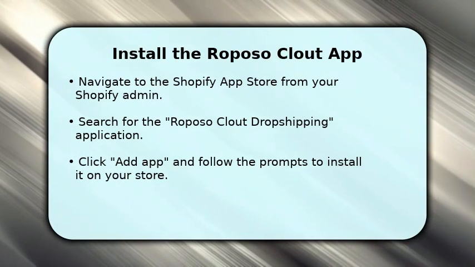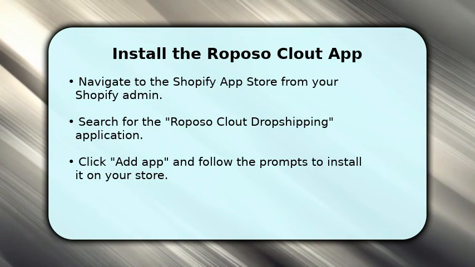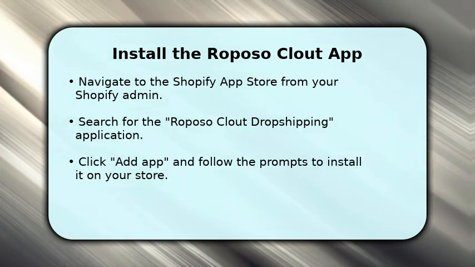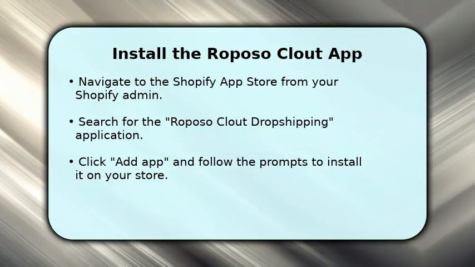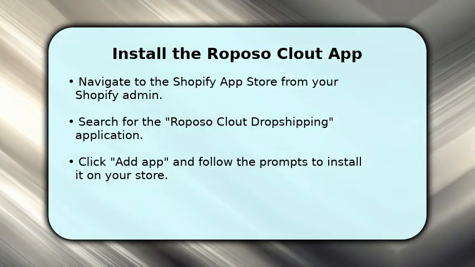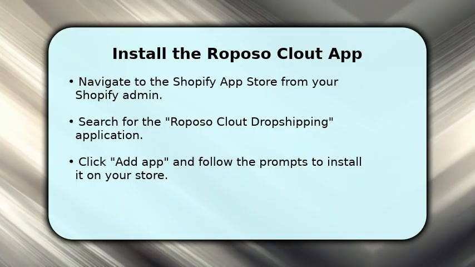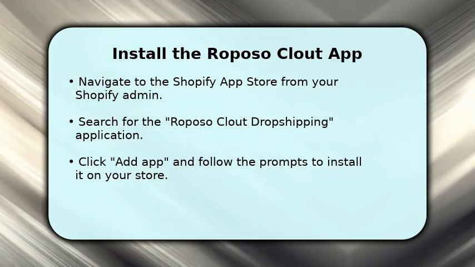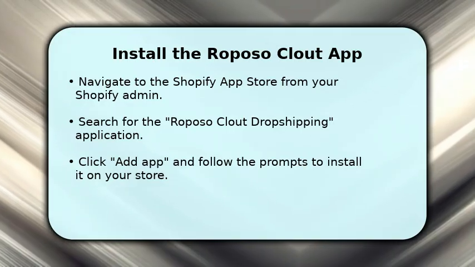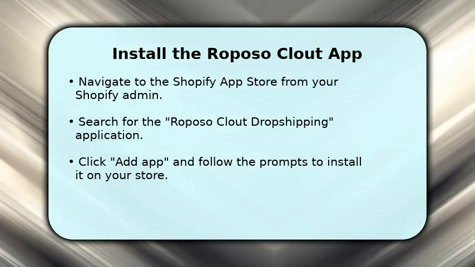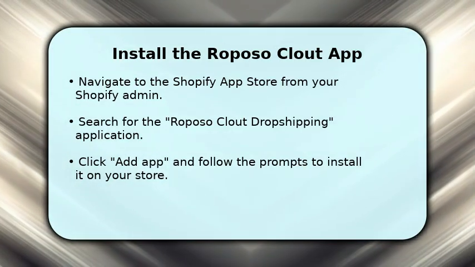To begin, you will need to install the Roposo Clout dropshipping app. First, log into your Shopify admin panel and navigate to the Shopify App Store. Once there, simply search for Roposo Clout dropshipping. After locating the app, click the Add App button and follow the on-screen instructions to seamlessly integrate it with your Shopify store. This initial step is quick and straightforward.